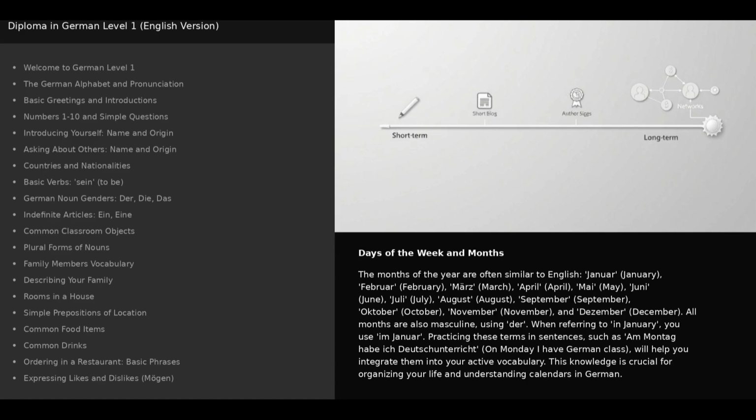Practicing these terms in sentences, such as Am Montag habe ich Deutschunterricht, on Monday I have German class, will help you integrate them into your active vocabulary. This knowledge is crucial for organizing your life and understanding calendars in German.